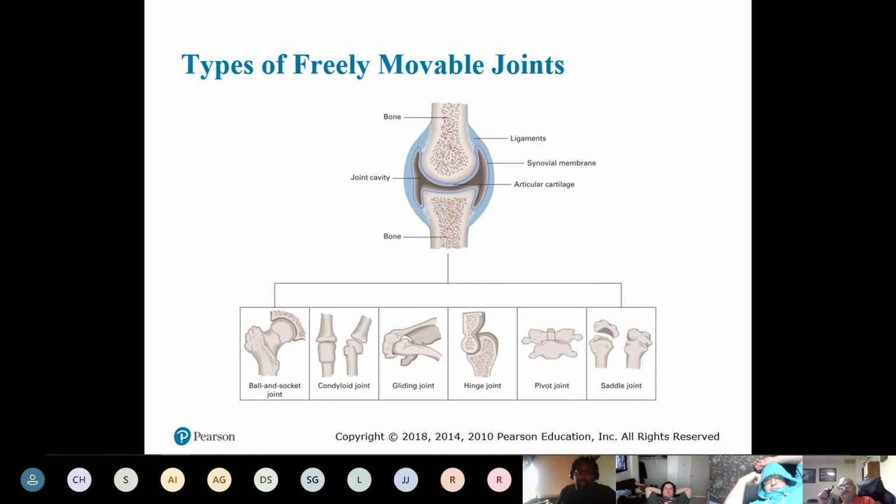The first one is ball and socket. So your hip joint, your shoulder joint, that's a ball and socket. We're able to move all around because of that ball and socket joint. Same thing with the pelvis. Just look at Elvis, how he can move that pelvis. I made it funny. All right, so that's the ball and socket.